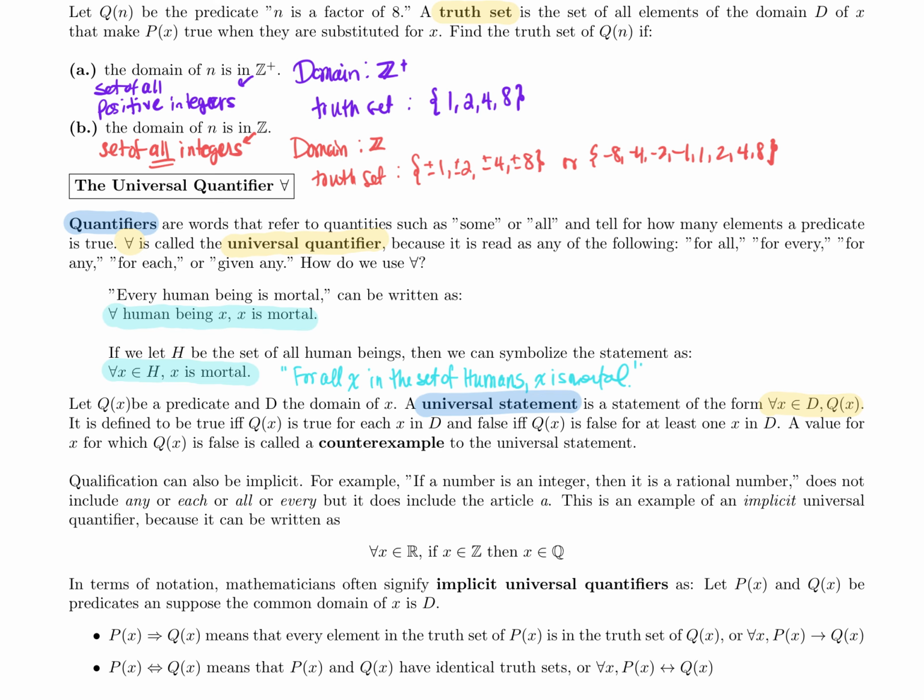That one element that proves our statement false is called a counterexample. It is a counterexample. So we only need, right? We only need one counterexample to show that a universal statement is false.